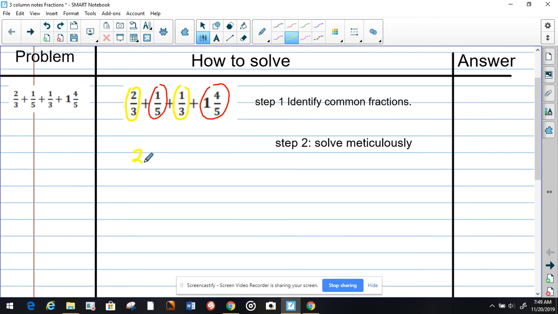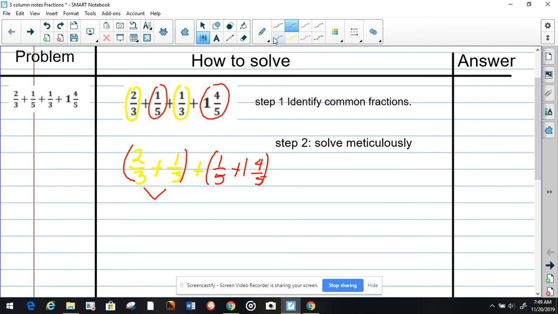So 2/3 is going to be added to 1/3, plus then we have the red part, which is 1/5 plus 1 and 4/5. Now we can associate this so it's easier to see. And we can say that when we add this, the total is going to be added to this other total.